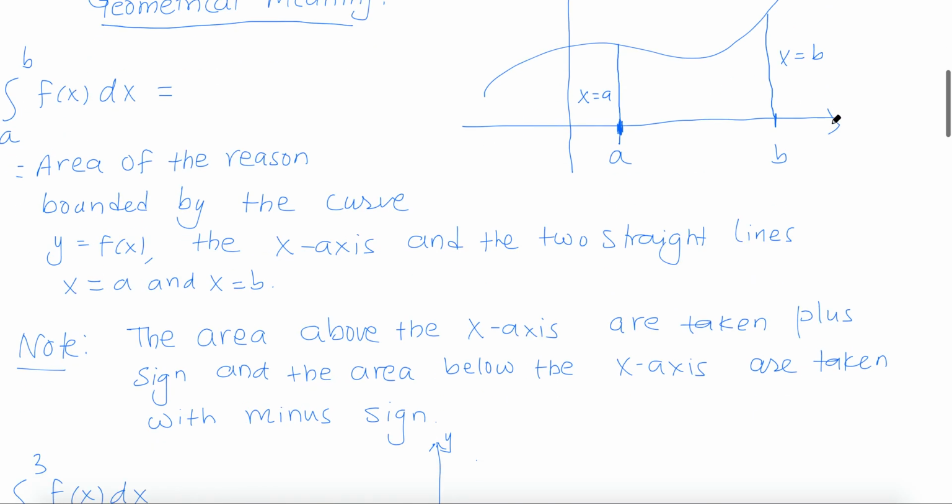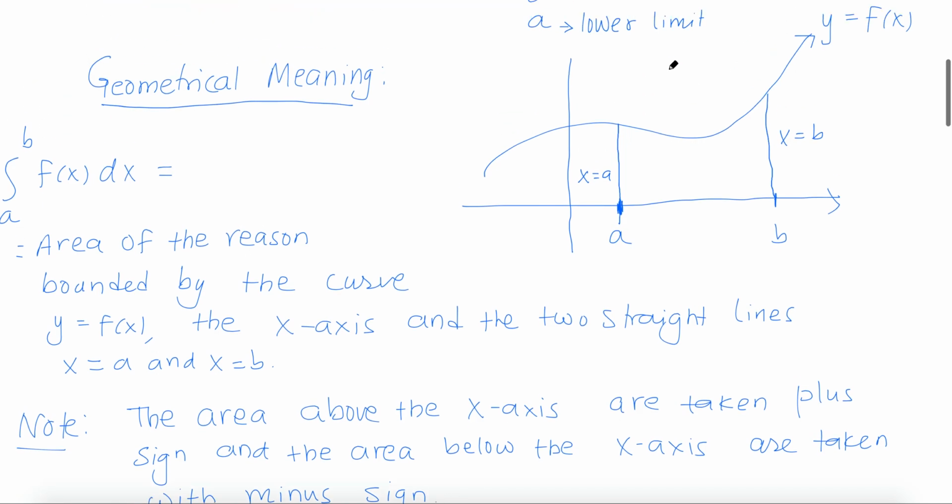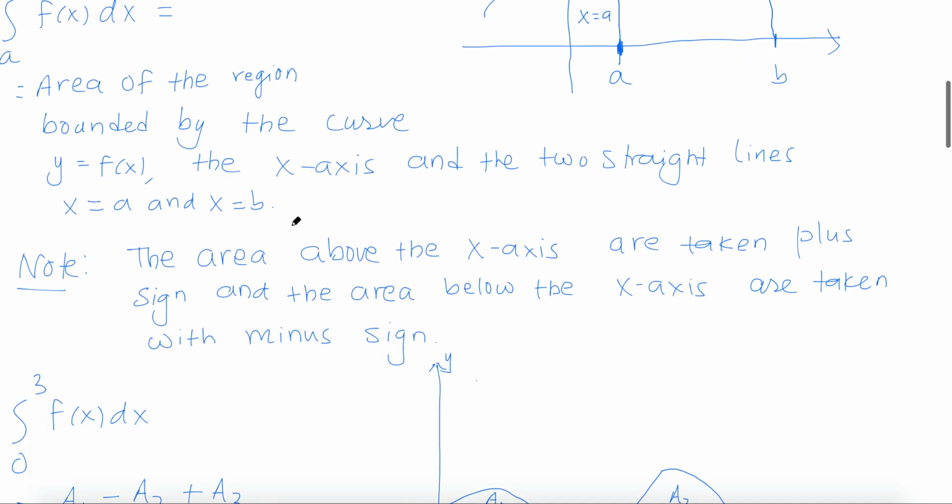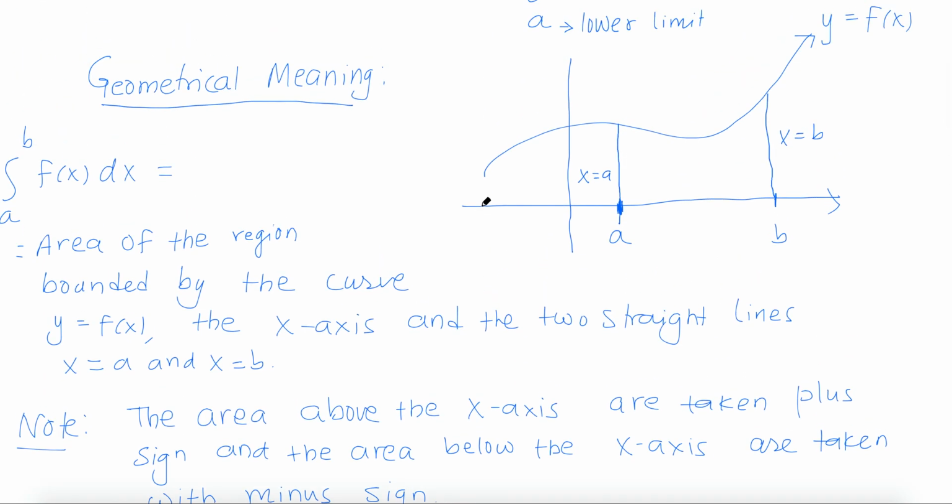Now look, we have a region that is bounded by the curve y equals f of x, the x-axis, and the lines x equals a and x equals b. So the definite integral from a to b of f of x dx is the area of the region bounded by the curve y equals f of x, the x-axis, and the two straight lines x equals a and x equals b. Finding the definite integral means you are finding the area of this region.